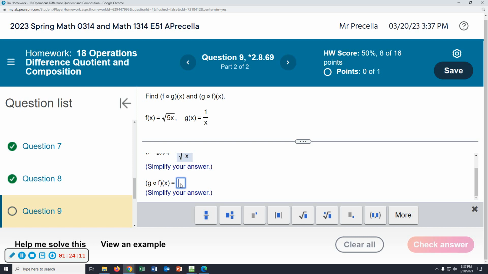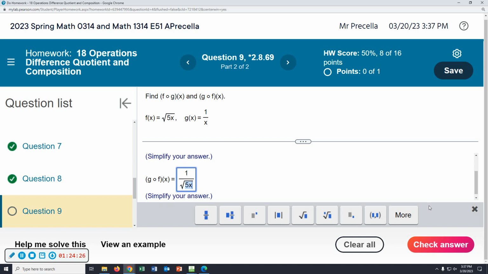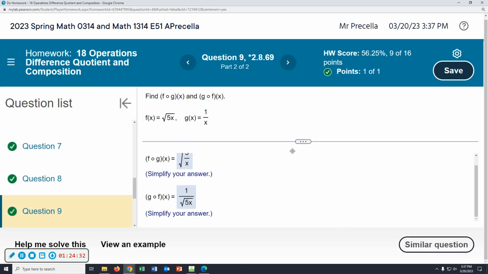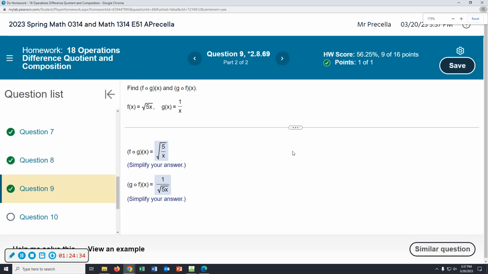I don't know what the answer was. 1 over the square root of 5x. So I'm going to use the fraction hot button. On top I have a 1. I click down in the bottom and I have a square root of 5x. Any questions there? Y'all sort of getting what we're doing?